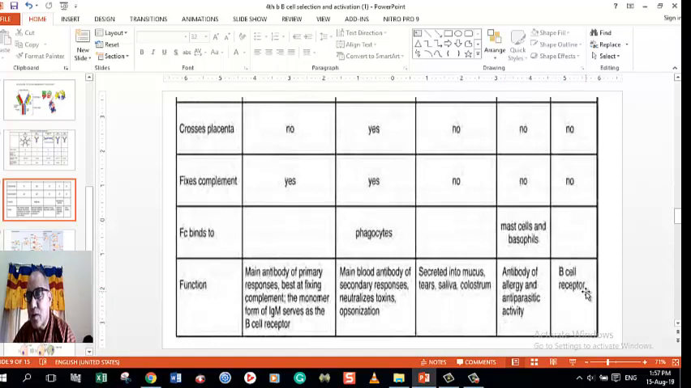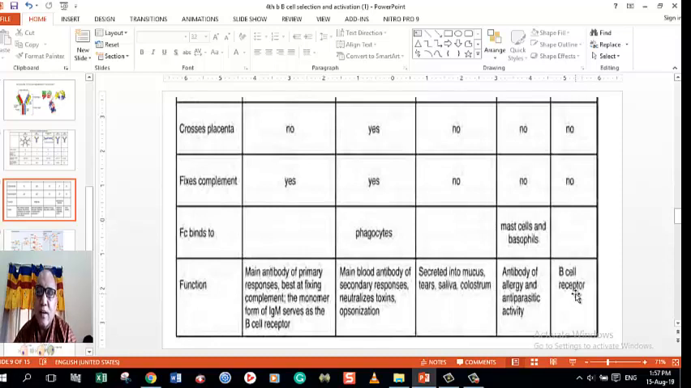And the last one is IgD. This is found on the B cells. You know that B cells have surface protein receptors on the surface of the membrane. So on the B cells, IgD will be acting as a receptor. So this is what you will have to know.